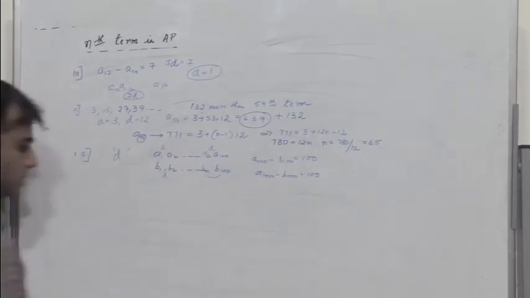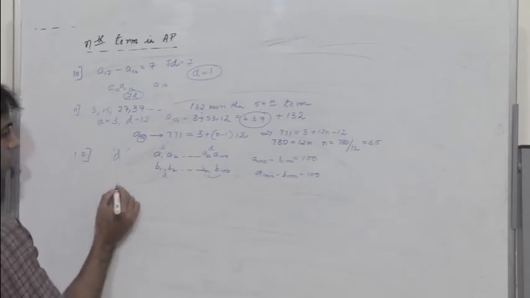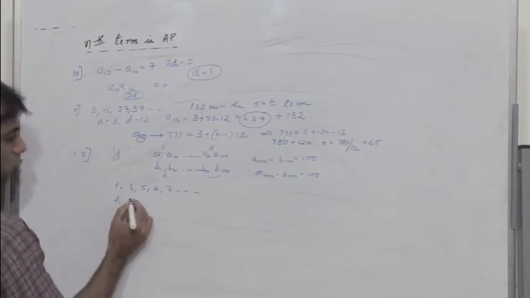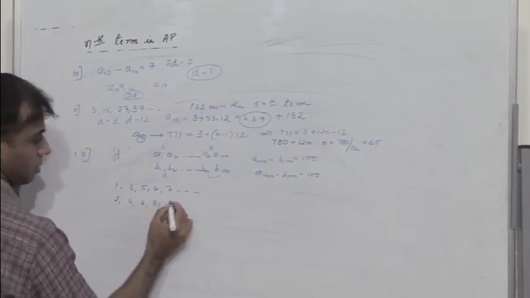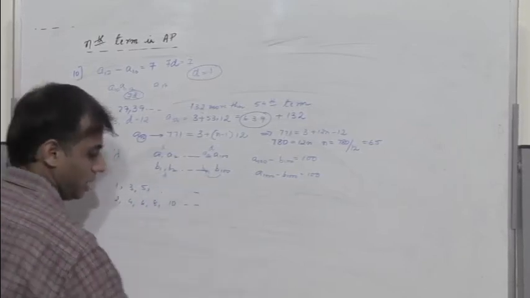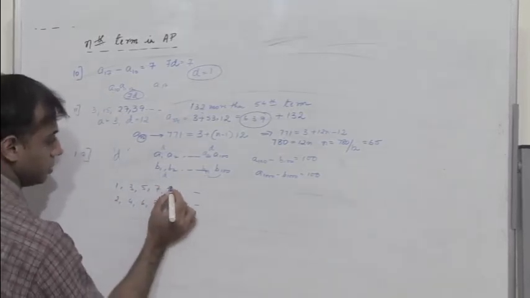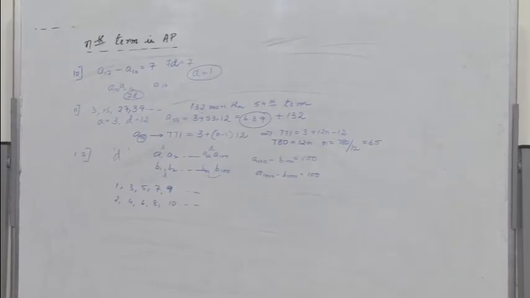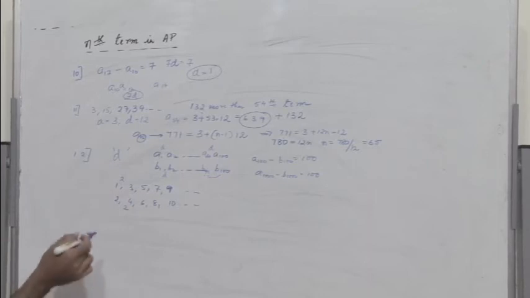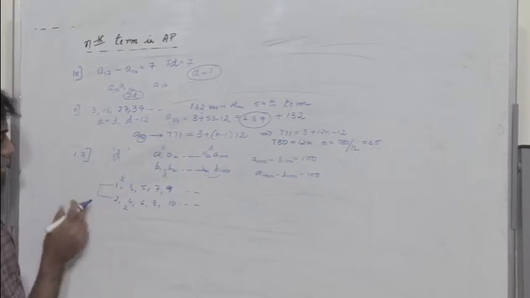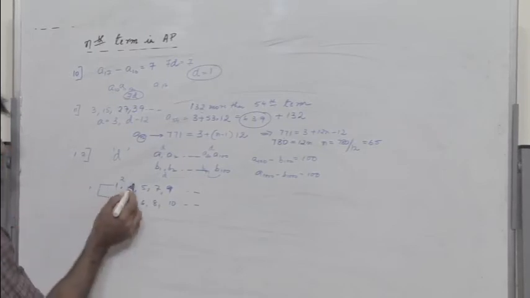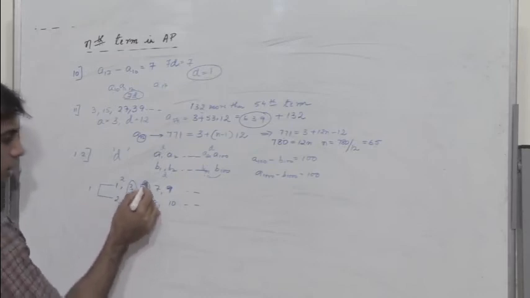Now can we get an example? Let's take the sequence 1, 3, 5, 7, 9, a set of odd numbers, and 2, 4, 6, 8, 10 and so on. Now these two arithmetic progressions have the same common difference too, isn't it? What is the difference between the first terms of both the arithmetic progressions? It's 1. The difference between these two is also 1. The difference between these two is also 1.